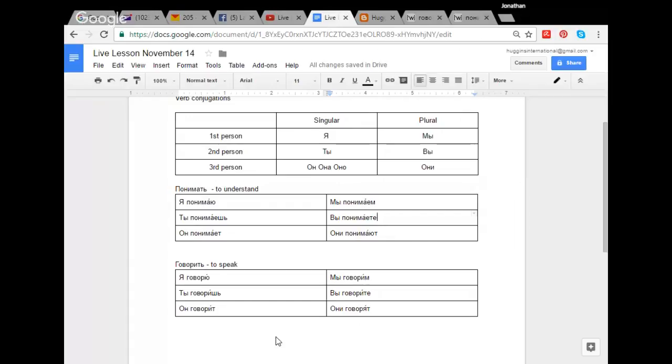But okay. So we notice on this one, we have the E ending, we have this E, T, myagkiy znak. And we get a similar pattern here. We have the first person singular with its own ending. And then for the ty, on, ona, ono, and vy, you have the sh ending and the myagkiy znak, and then the T, and then here you have the M, and you have the TE ending for there.